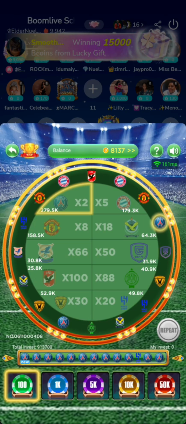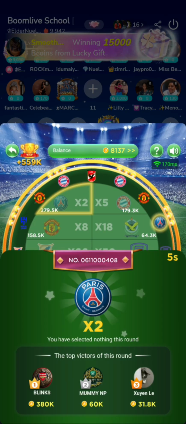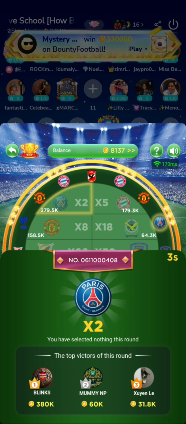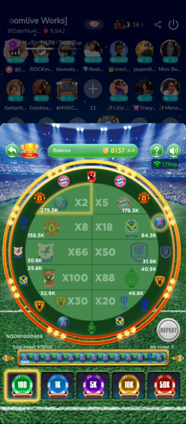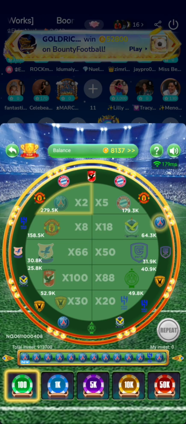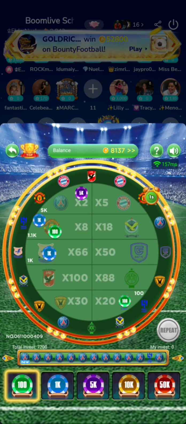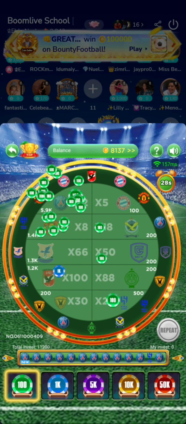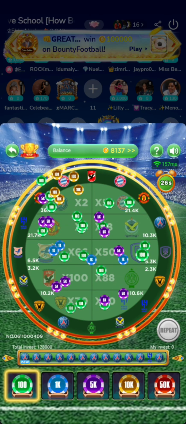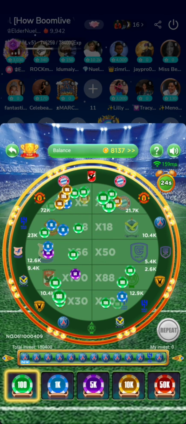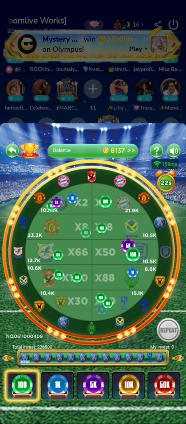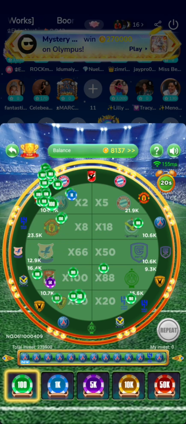Another good pattern is times 20 to times 5. There are times that times 5 comes then times 20. In fact, most of the times after times 20, expect times 5. So sometimes when I see times 20, I just fire enough coins on times 5. It doesn't always happen, but it happens most of the times.